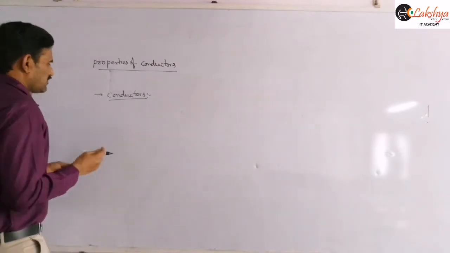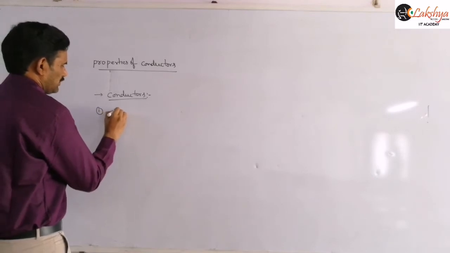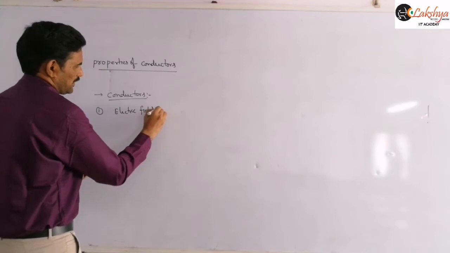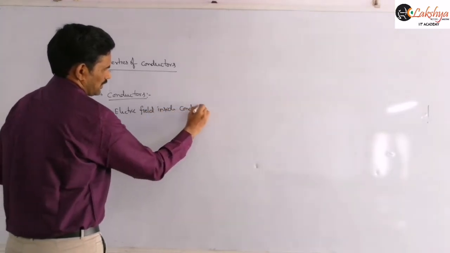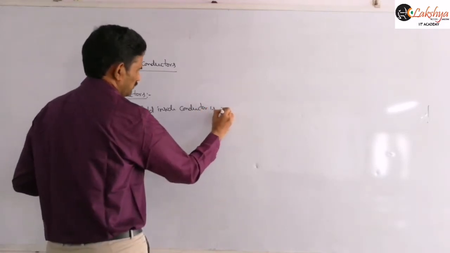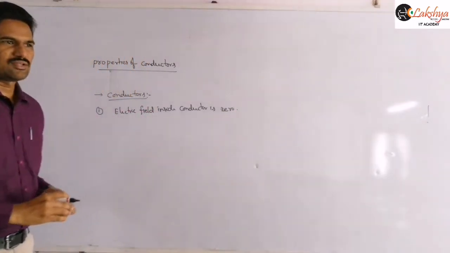In this, the first point is about the electric field. The electric field inside a conductor is 0.